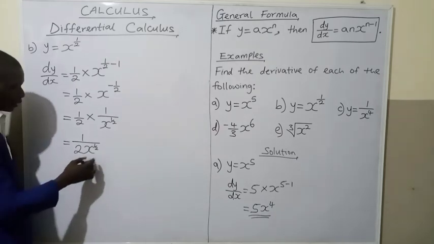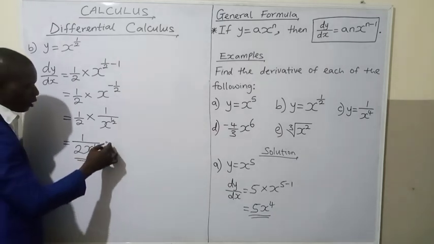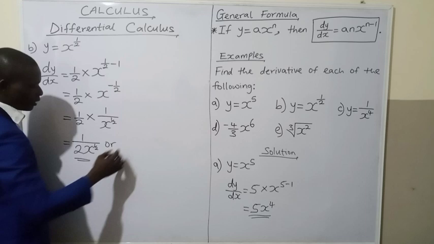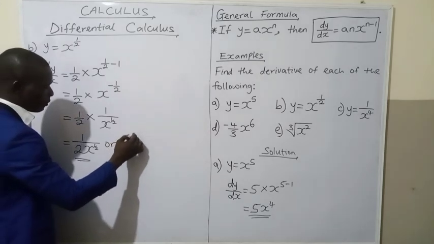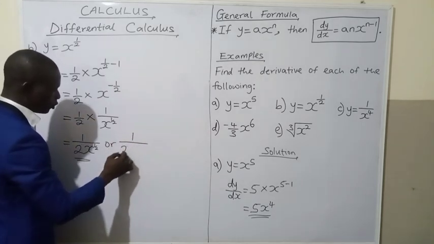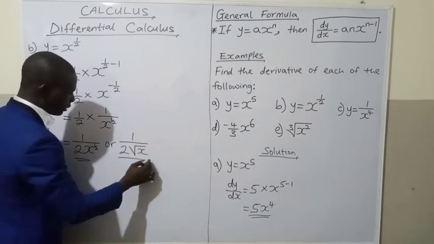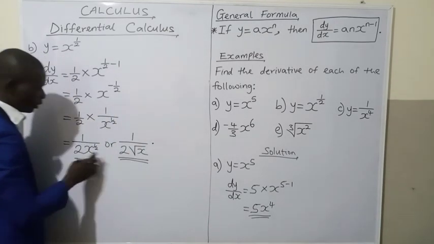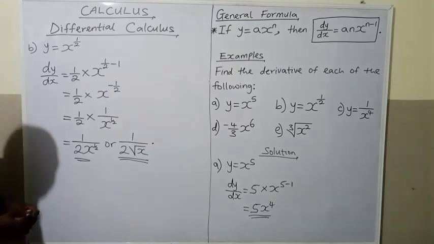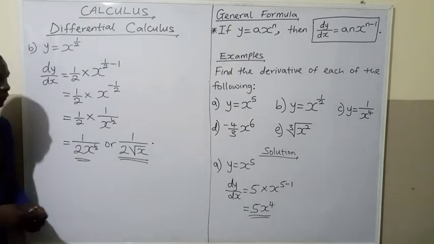That's one way to represent the solution. Or if you decide to simplify further or evaluate further, that becomes 1 over 2 root x. That's according to the law of indices also. So either of these two is acceptable for the derivative.